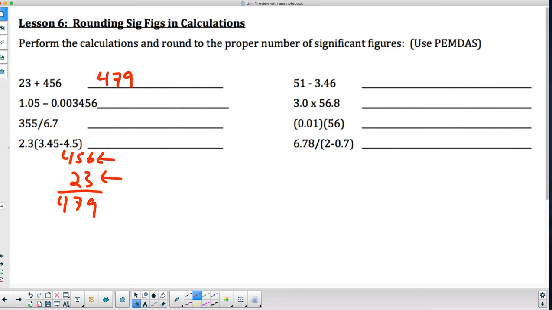Now this one here, 1.05 minus 0.003456. Now I have to write this out so you can see I'm subtracting. It's 0.003456 like that. I'm rounding to the hundredths place because that's where the least accurate number rounds to.